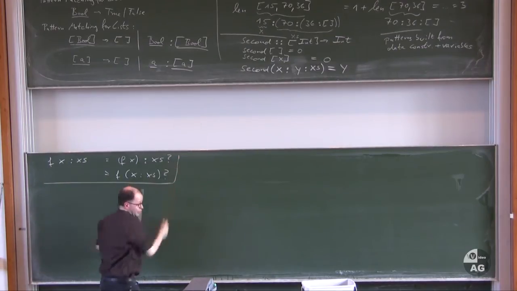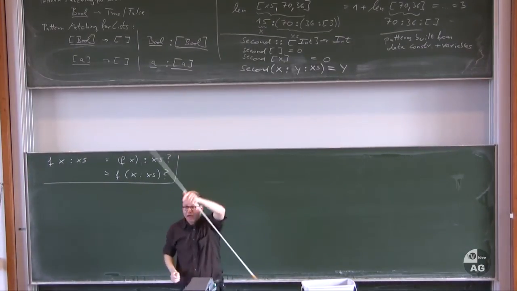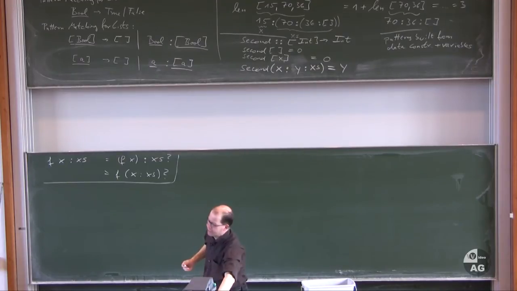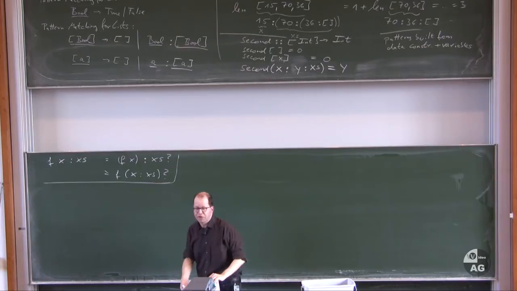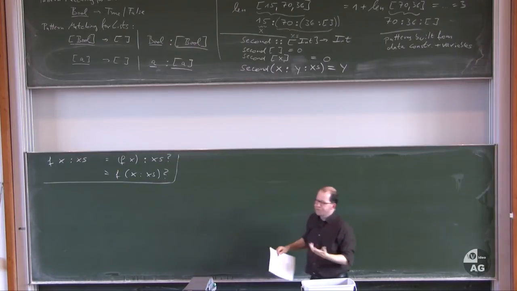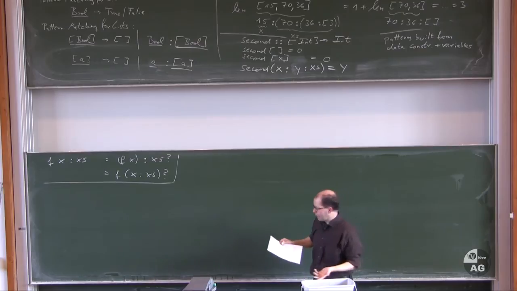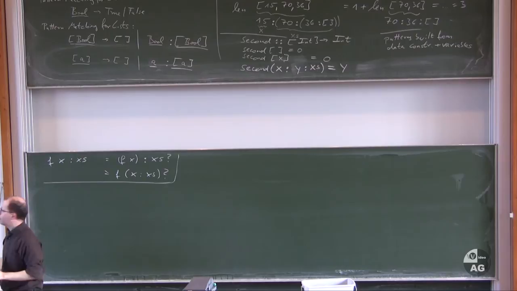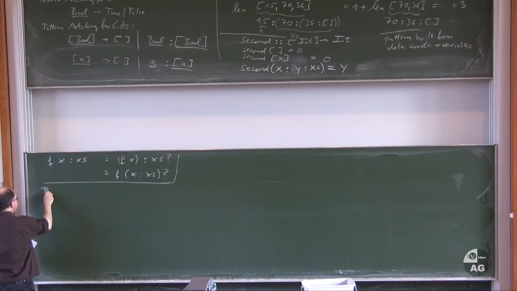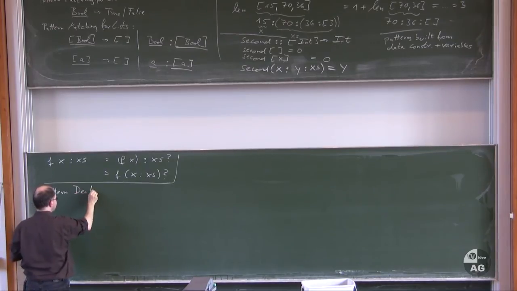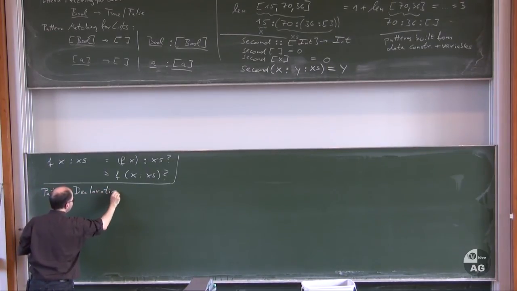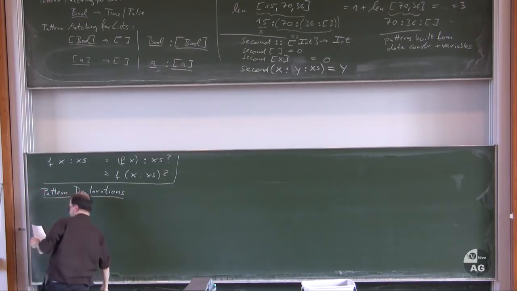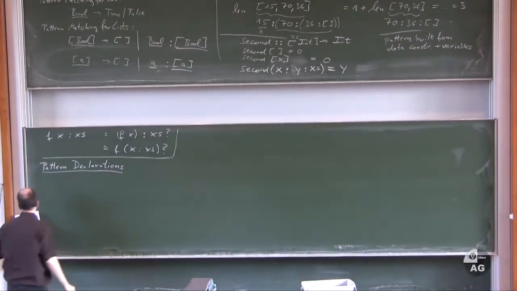Okay, so we have introduced the concept that you can declare functions, but of course you can also declare constants. So you can also declare functions with no arguments. And if you do that, you can even declare a bit more complicated things. You can declare whole patterns. So instead of function declarations, one also allows pattern declarations. And that's not something very complicated, but just to show you that this is allowed.